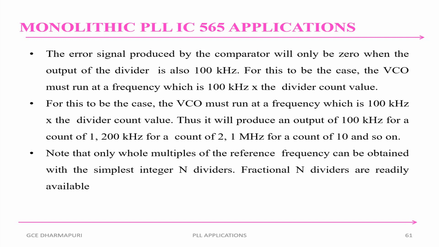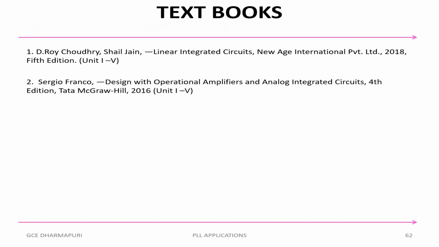Thus, it will produce 100 kHz for a count of 1, 200 kHz for a count of 2, 1 MHz for a count of 10, and so on. Here you can note that whole multiples of the reference frequency can be obtained with the simplest integer N divider. Fractional N dividers are readily available.